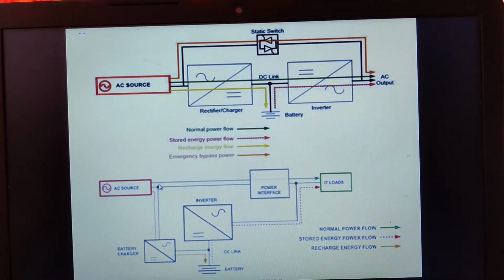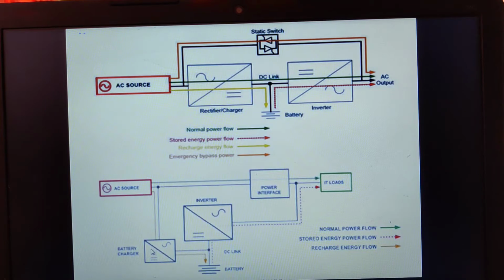See, this green color line indicates normal power flow. When there is a power supply directly from the AC outlet, your electrical socket, electricity flows to your computer system, and meanwhile the same power is also given to the battery. This is the offline UPS battery.